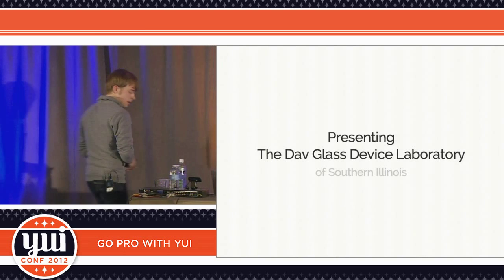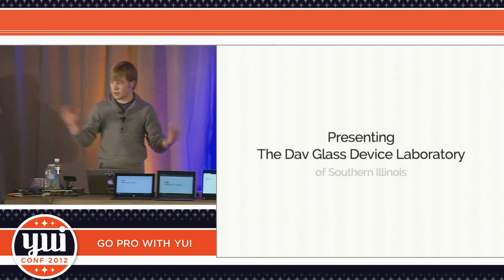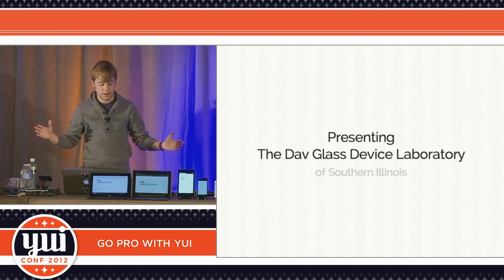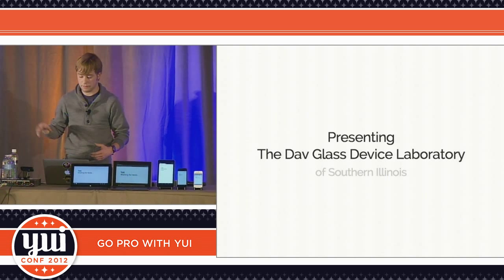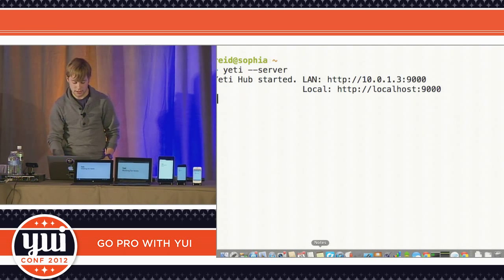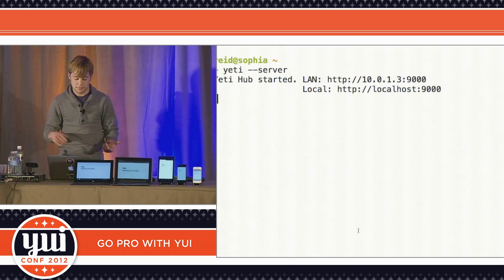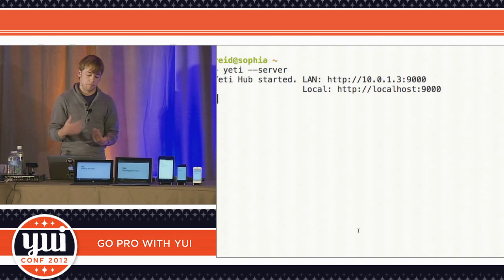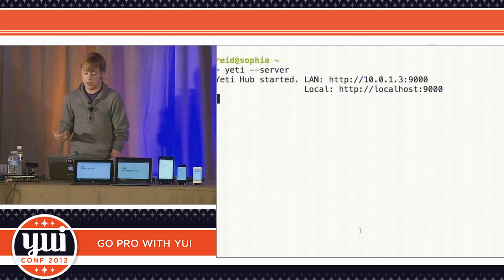So what I have here is all these devices. They are all connected through a Wi-Fi network to this computer. This computer is running a Yeti server. All I had to do is yeti -server. If you're trying to install Yeti, you do that with npm install yeti. You get the Yeti command line, start a server, and then it gives me two helpful URLs.